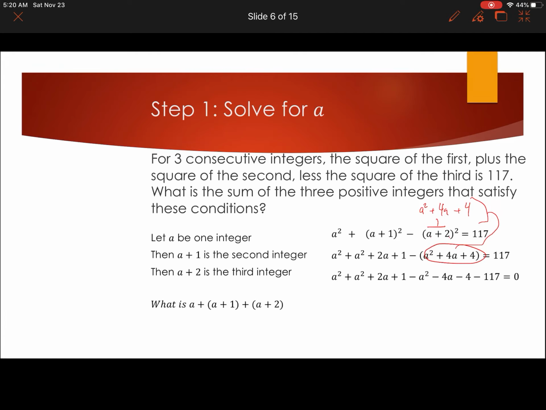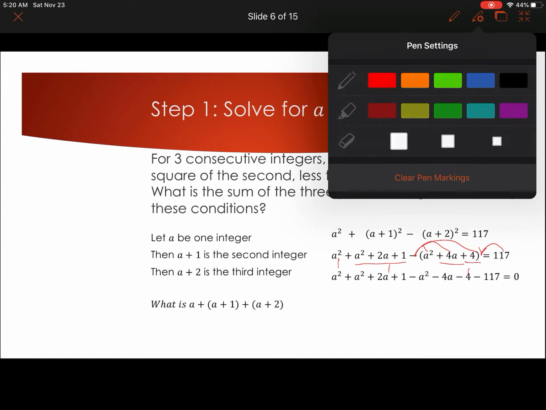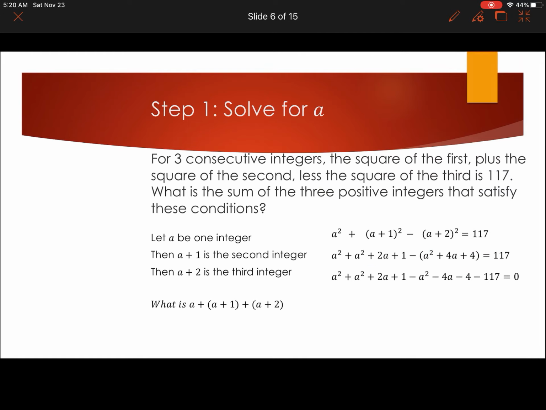Okay, write it all out. What did we do here? How do we get from here to here? This is just that. No changes there. This minus is operating on all 3. And that's what happened. We have this minus a squared minus 4a minus 4. And then we brought this 117 to this side. That's how we got 117.